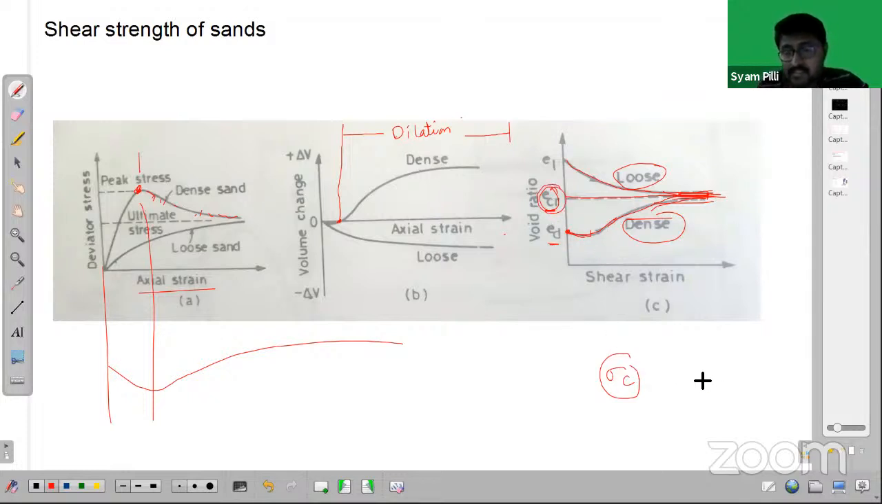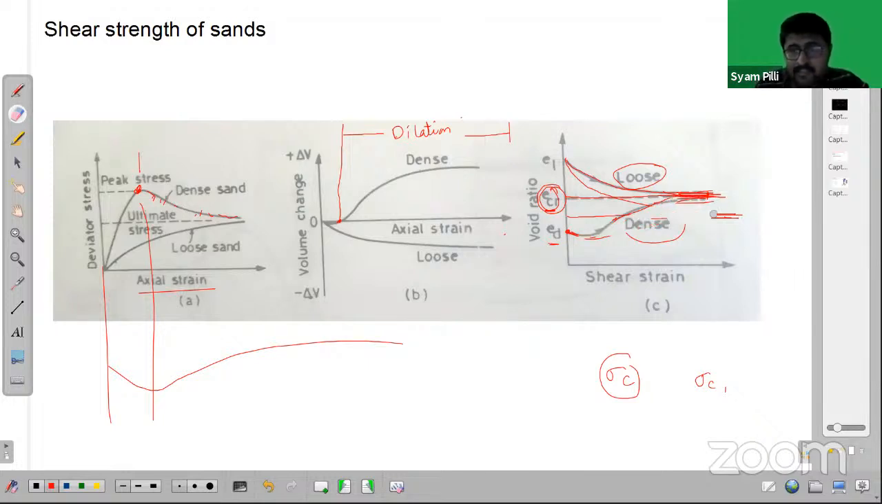But if I increase the sigma C, e critical value will change. If I increase sigma C to sigma C1, my critical void ratio value will reduce. So now the soil volume will be reducing this way. If it is dense sand, the volume is increasing in this way, and the loose sand, the volume is decreasing in this way, right? So this is the point here.